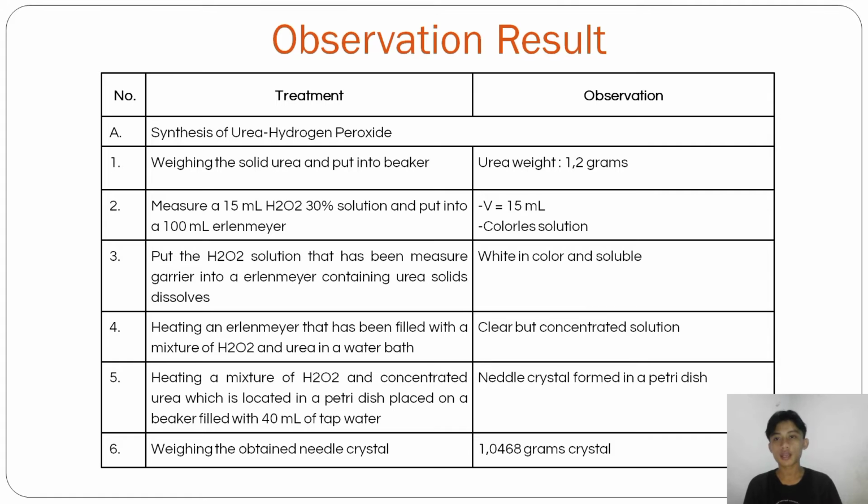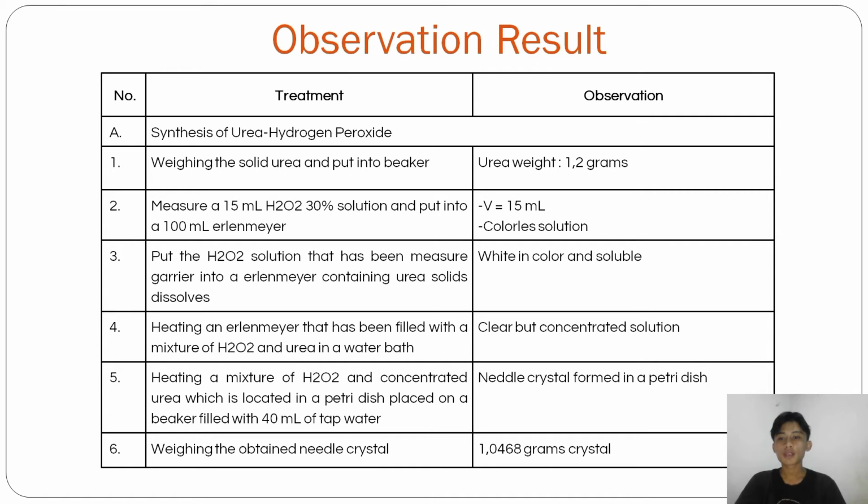Observational results: A. Synthesis of urea hydrogen peroxide. Number 1, weighing the solid urea and putting it into the beaker. The observation: urea weight 1.2 grams. Number 2, measure 50 milliliters of H2O2 30% solution and put it into a 100 milliliter Erlenmeyer. Observation: 50 milliliters of colorless solution. Number 3, treatment: put the measured H2O2 solution gradually into the flask containing solid urea to dissolve. Observation: the solid dissolves, colorless.